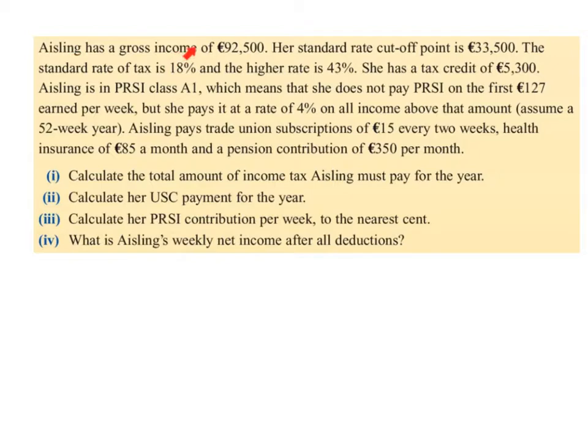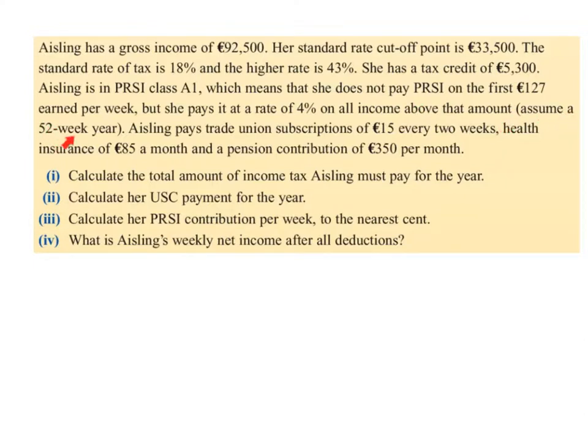Aisling has a gross income of €92,500. Her standard rate cut-off point is €33,500. The standard rate of tax is 18% and the higher rate is 43%. She has a tax credit of €5,300. Aisling is in PRSI Class A1, which means she does not have to pay PRSI on the first €127 earned per week, but she pays it at a rate of 4% on all income above that amount.